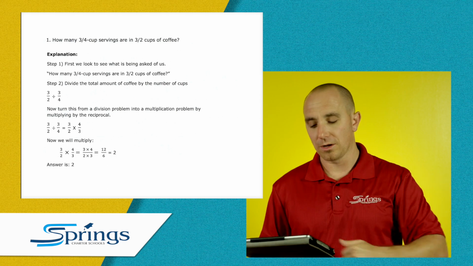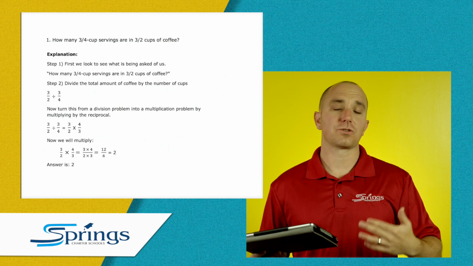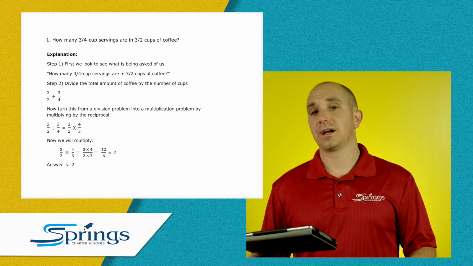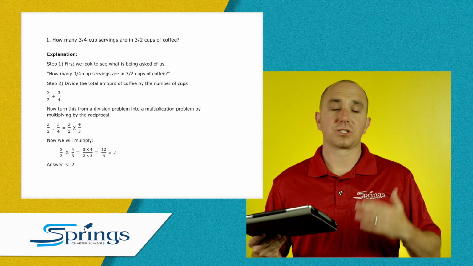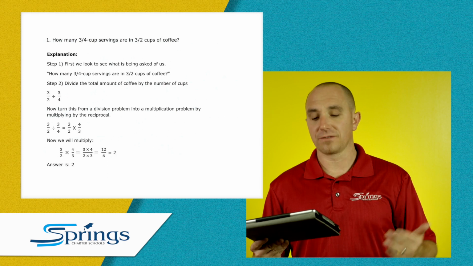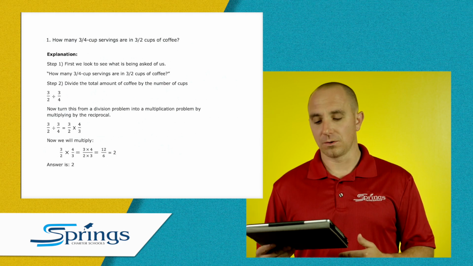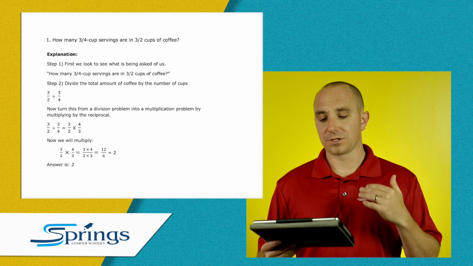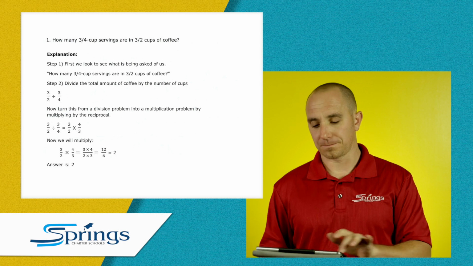3 times 4 is 12, 2 times 3 is 6, we have 12/6, and we can't leave it like that, so we have to simplify it. In simplifying it, we have 12 divided by 6. It would normally give us a mixed number, but in this case, it just divides evenly into 2. So 12 divided by 6 is 2. So how many 3/4 servings are in 3/2 cups? It would be 2.